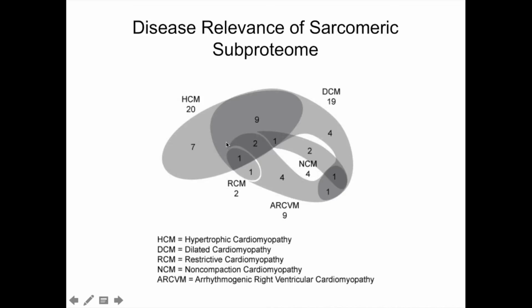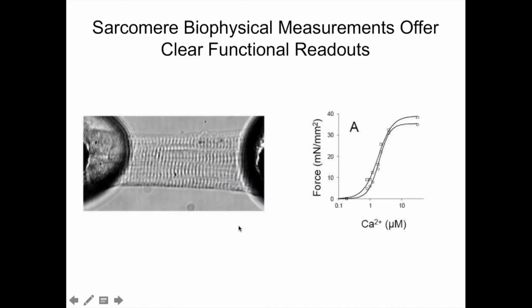What's not appreciated here is that roughly 50% of all cases of hypertrophic cardiomyopathy have been linked to mutations in sarcomeric proteins. And about 25% of dilated cardiomyopathy cases have been linked to sarcomeric mutations. In fact, hypertrophic cardiomyopathy is now referred to as a disease of the sarcomere. So this work has high clinical relevance.